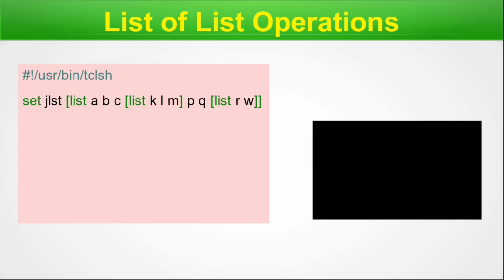So another set of list operations. Let's see. Here will be our code and here will be our output. So code begins here, and we can create a list of list in a similar fashion to what we have done already, but here we are using the square brackets. If we read from left to right, the first 3 elements are A, B, C, then the next element is a list whose elements are K, L, M, then P, Q are the normal elements, and then again the next element is a list of list which is R W. So if we echo it, it will print out the list elements like this.